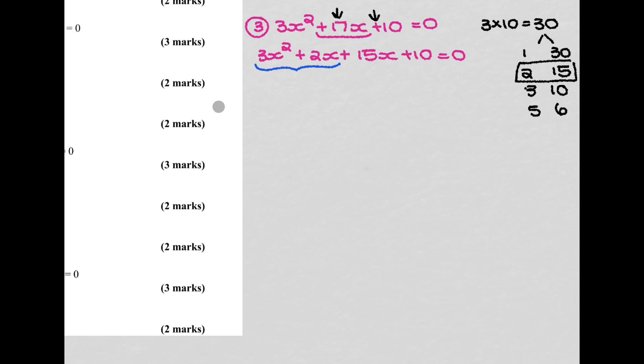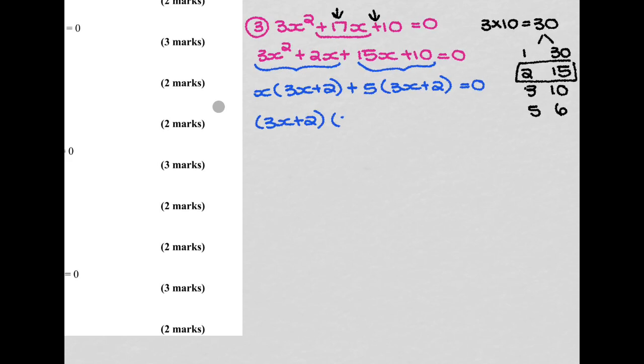Factorizing parts. So I have x on the outside and 3x plus 2 plus. Factorizing parts. What can come out is a 5 and I'm left with 3x plus 2. Two of the brackets are the same, which means I've done this right. So I get 3x plus 2 and x plus 5.